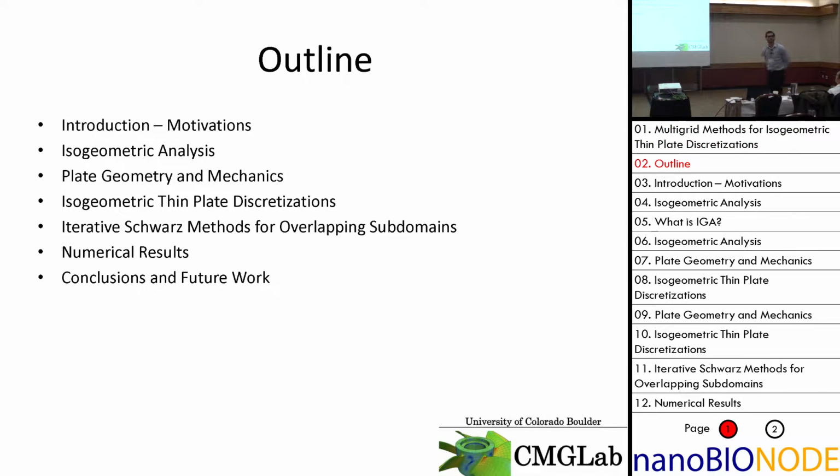So I'm going to start by introducing what a plate is and why we care about any of this. And then I'll also discuss isogeometric analysis because it's a relatively new field, and so some people are unfamiliar with it. And then I'll present some plate geometry and mechanics and how all this works, and then talk about our discretization schemes and present Schwartz methods, which we use as our smoothers for our V-cycles in Multigrid, and then present some numerical results, and then end with some concluding remarks and future directions to take this project.